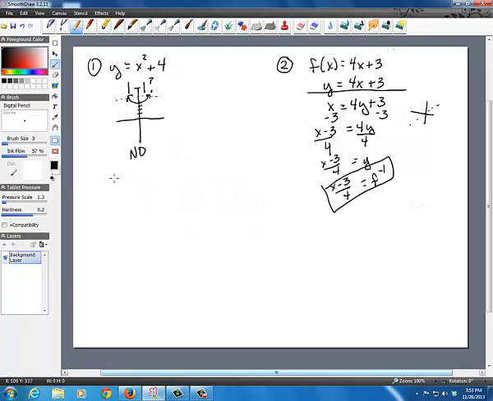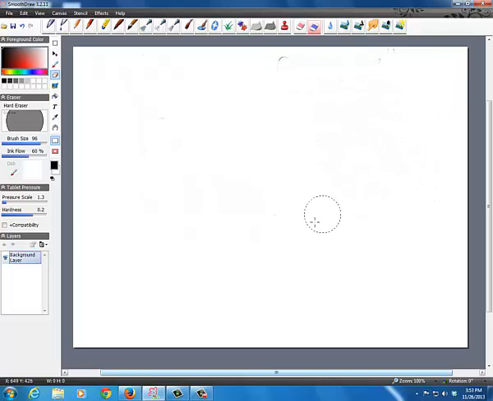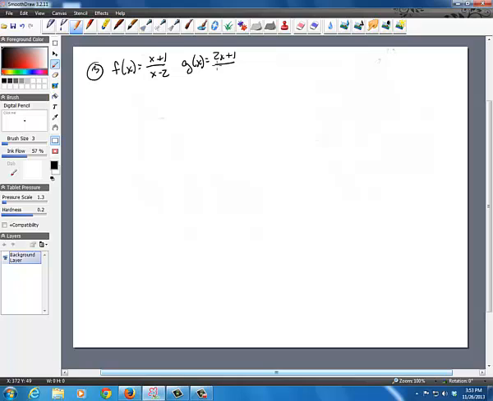Okay, problem number 3 is going to take me quite a bit of room, so I'm going to erase. And I need more room for this problem. Okay, so let's start with problem number 3. It wants to know, if f of x is (x plus 1) over (x minus 2), and if g of x is (2x plus 1) over (x minus 1), are they inverses of each other?